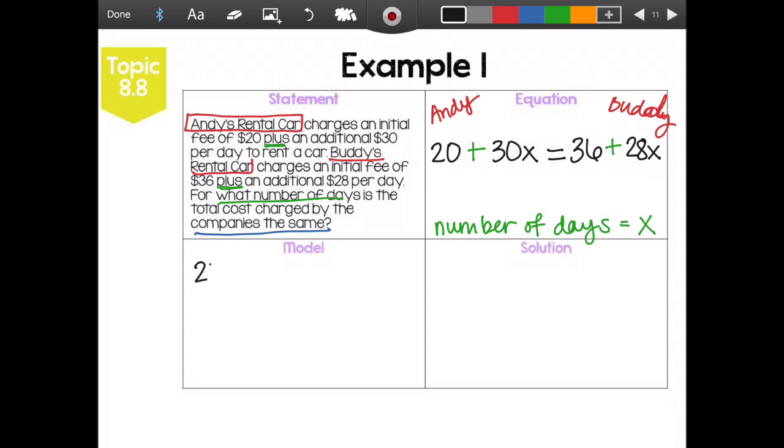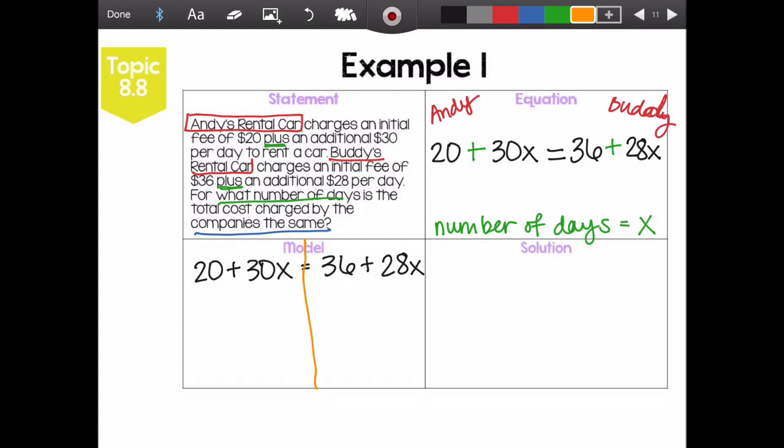All right, now we need to solve our equation. So I'm going to come down here and rewrite it. So 20 plus 30x equals 36 plus 28x. I'm going to draw my line down the equal sign to remind me that there are two sides, the left and the right. And since they are equal, if I do something to one side, I also have to do it to the other side to remain balanced.